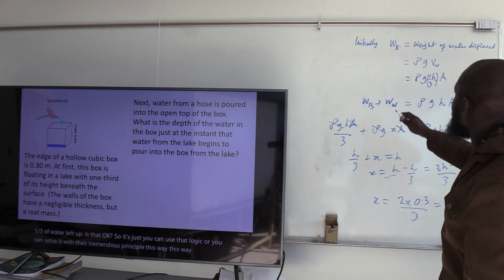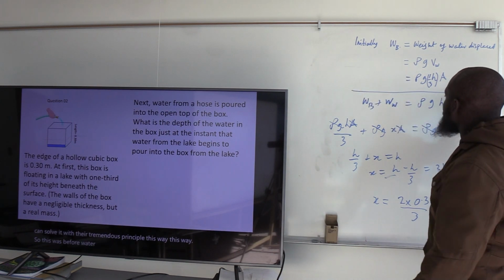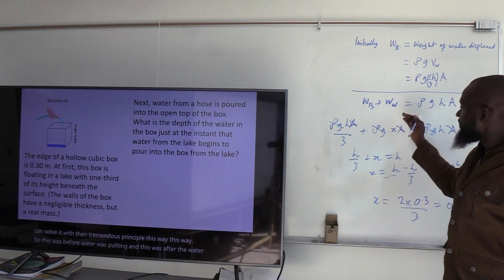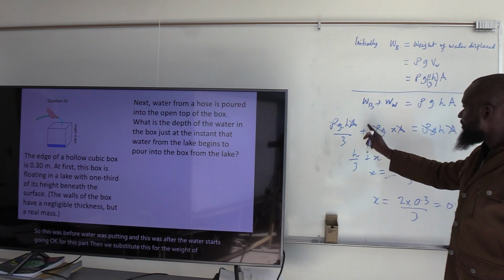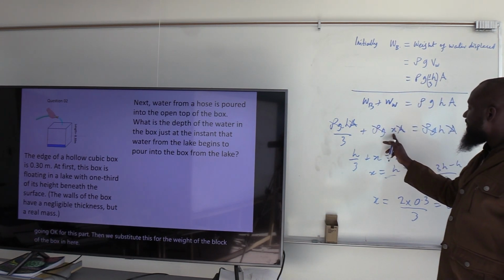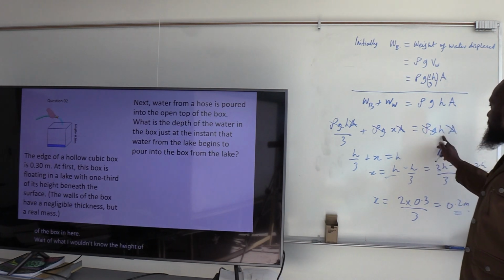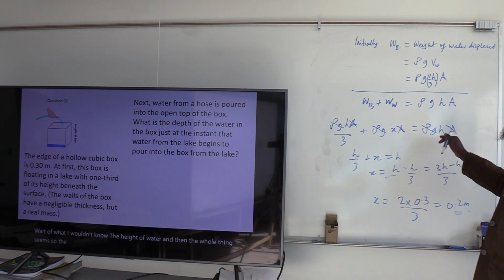So this was before water was put in, and this was after the water starts going in. Then we substitute this for the weight of the box in here. For the weight of water, we don't know the height of water, and the whole thing sinks, so the whole height sinks. And then we solve for that.